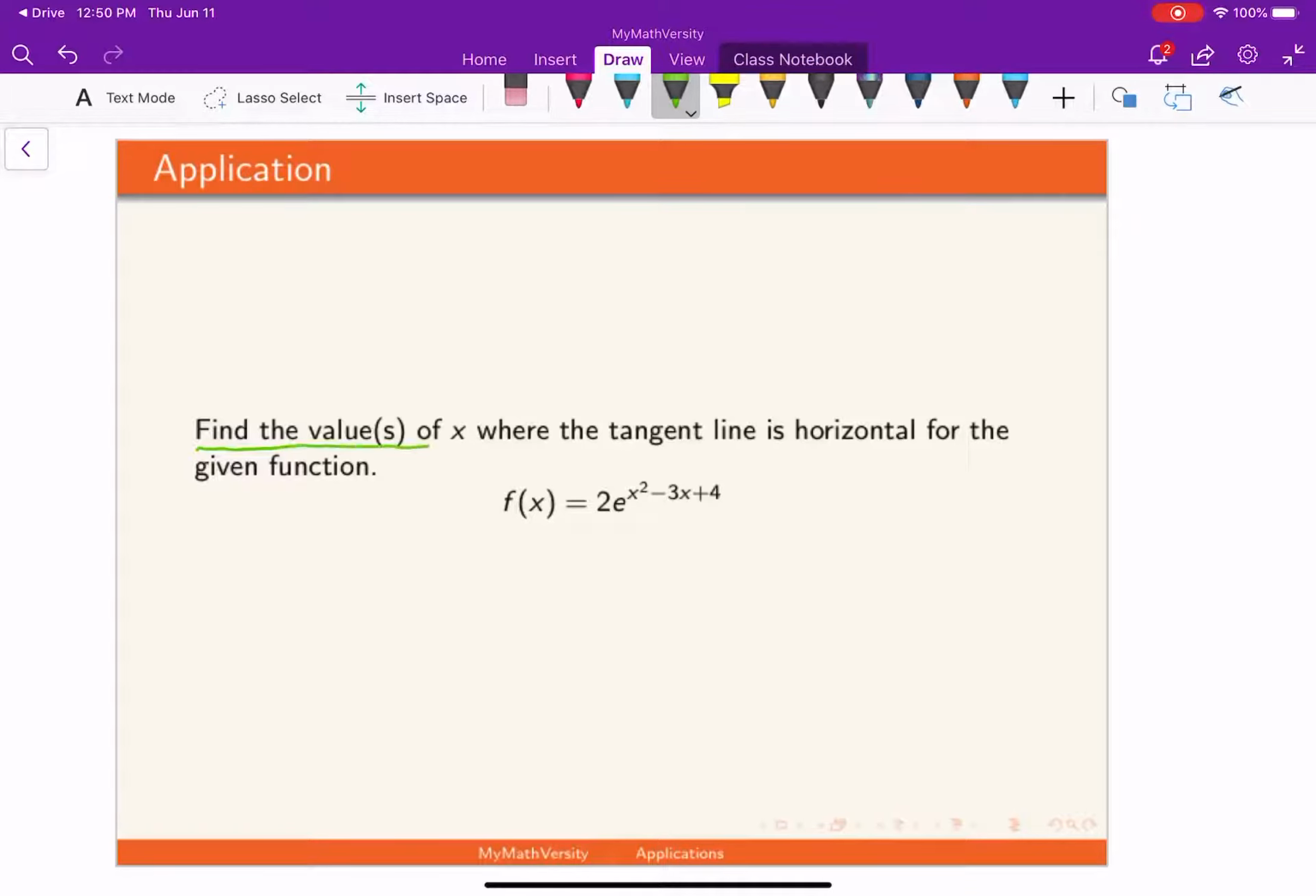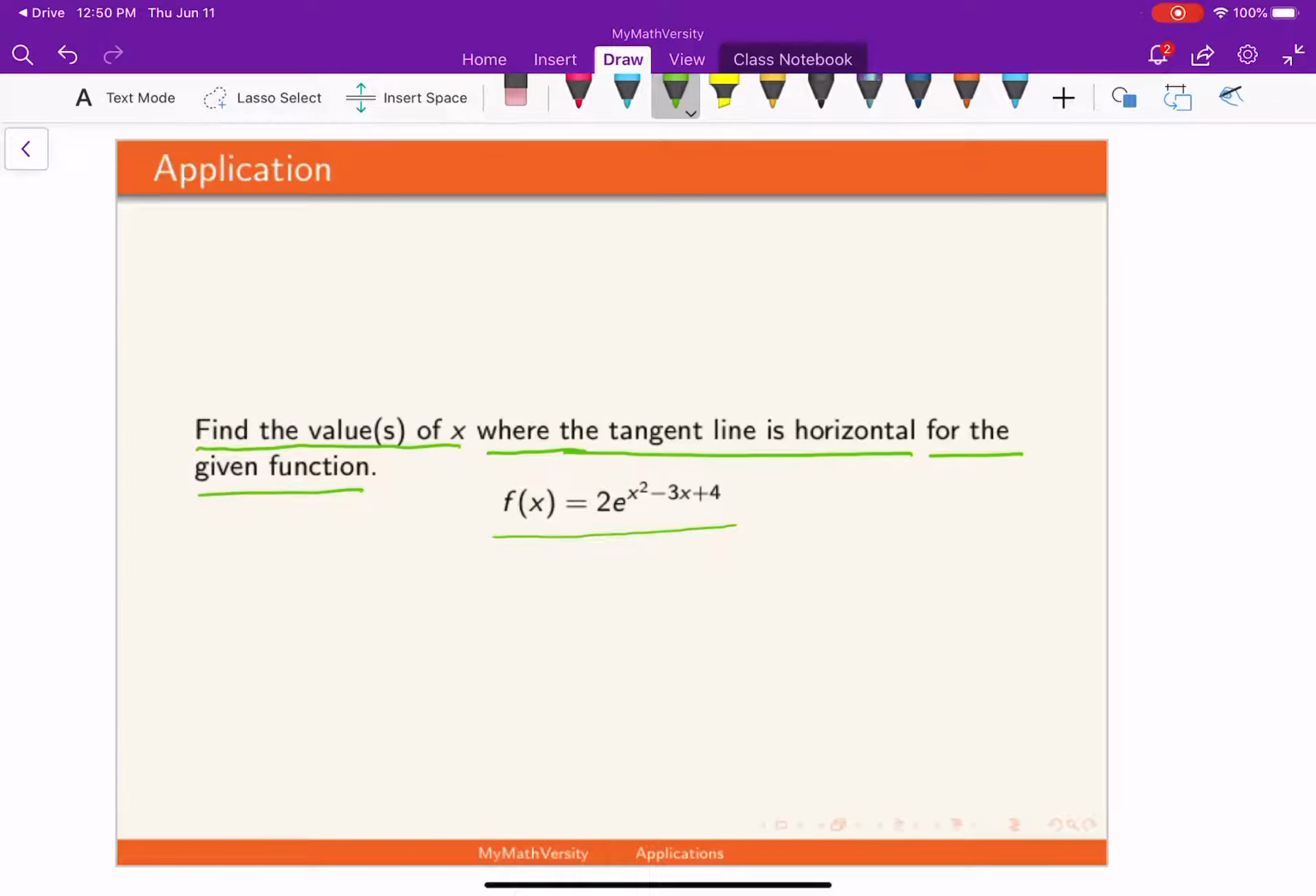Find the values of x where the tangent line is horizontal, right? So this is the question. Our goal is to find the values of x where the tangent line is horizontal for the given function. So what function do we have? f of x equal to e to the power x square minus 3x plus 4. So we have been given this function, right?